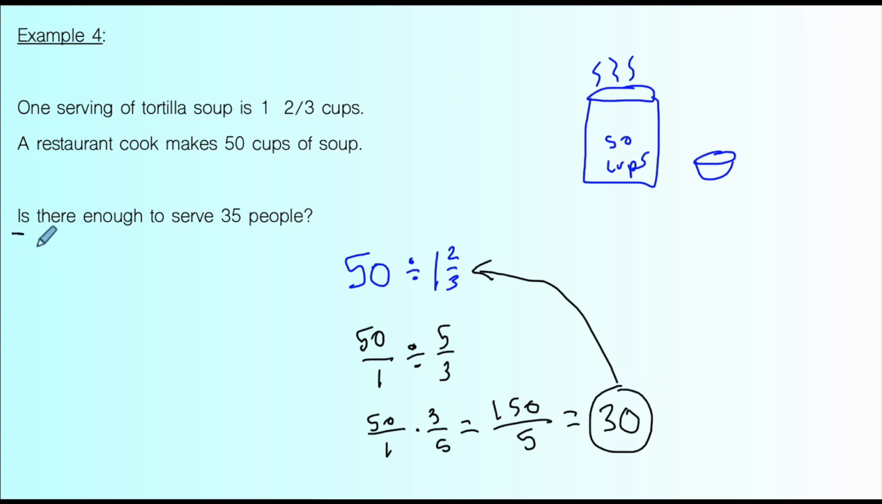So back to the ultimate question, is there enough to serve 35 people? No. I'm 5 cups short. I would need 5, or not 5 cups, 5 servings short. I would need 5 more servings. So that's an example of a division word problem with fractions.